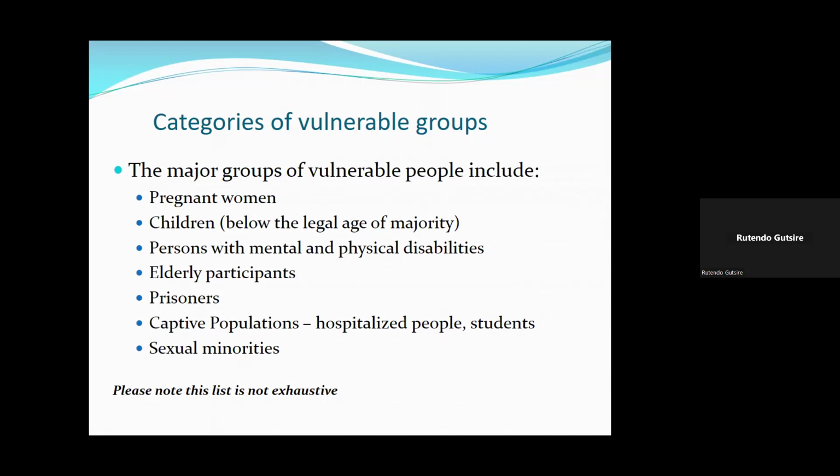And for you to carry out research, it should be relevant to them. If you want just to see cholera in Zimbabwe, you don't go to the prison straight away. But if your research is about determining the prevalence of cholera, malaria, TB in prisoners, then you go through the ethics clearance. And captive populations, that is hospitalized people, and sexual minorities.